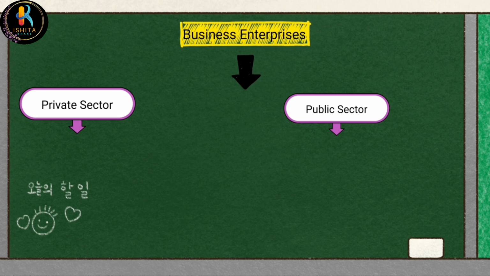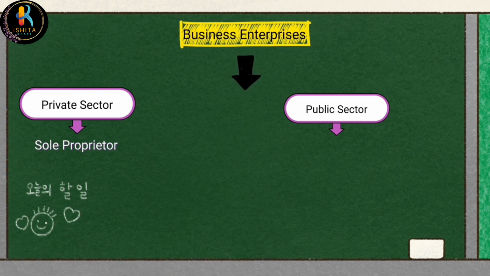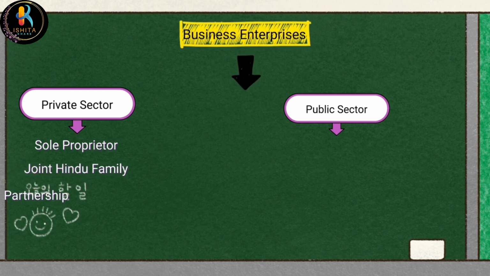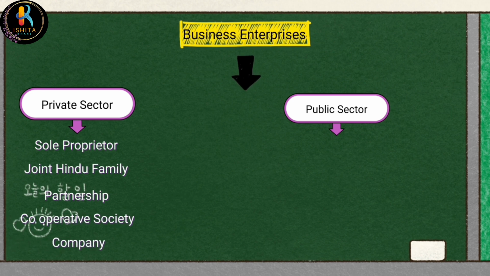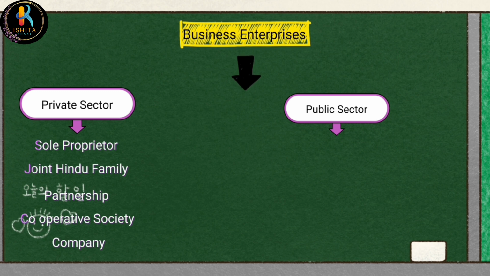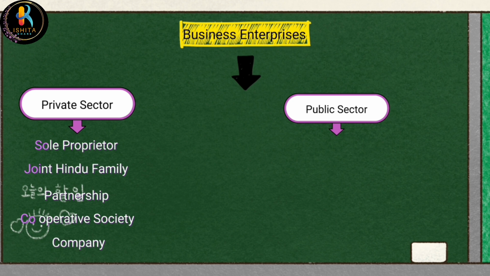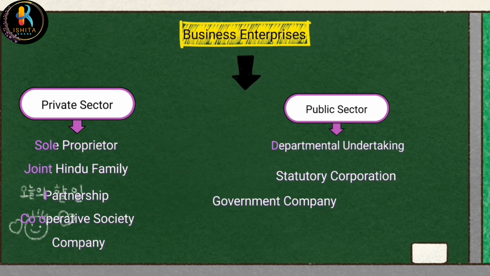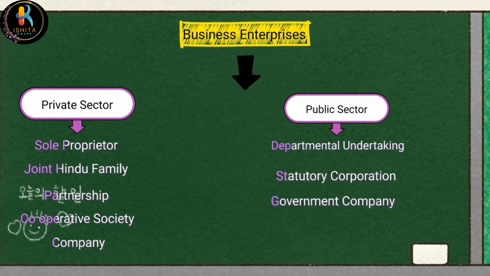Under private sector enterprises, sole proprietor, or we can say sole trader, joint Hindu family business, partnership, cooperative society, and the last is company. These are the types of private sector enterprises. So let's see the other side, public sector enterprises. Under public sector, departmental undertaking, statutory corporation, government company, these are the types of public sector enterprises.